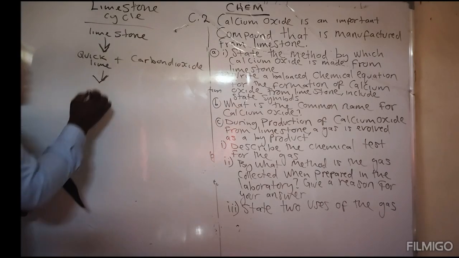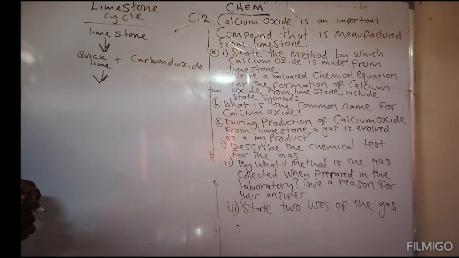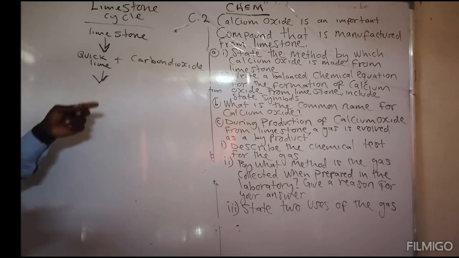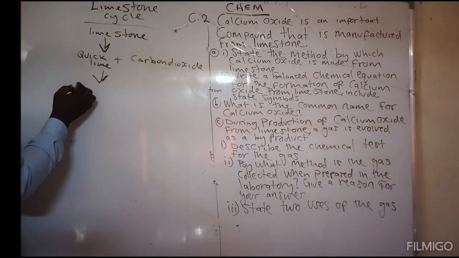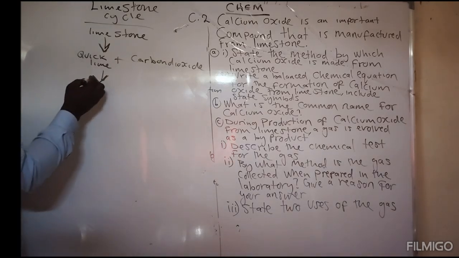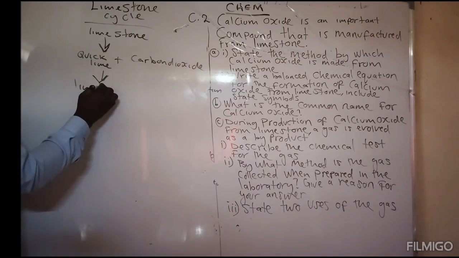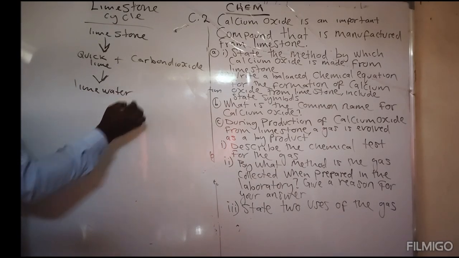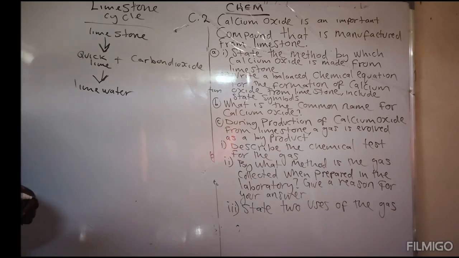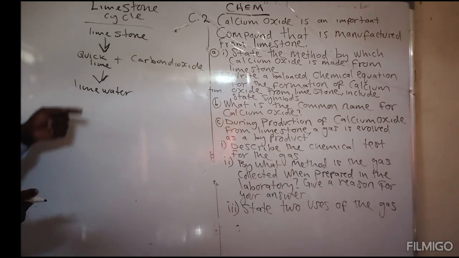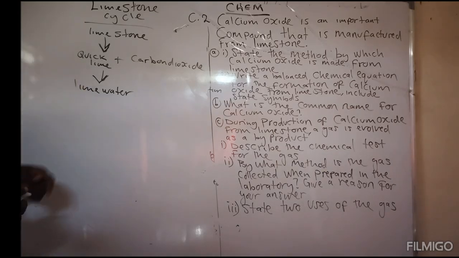So now, another stage, you have quick lime. What you will do now with the quick lime is you just add water. When you add water to quick lime, you end up having calcium hydroxide, which is also known as lime water. You end up having what? Lime water, when you add water to quick lime.